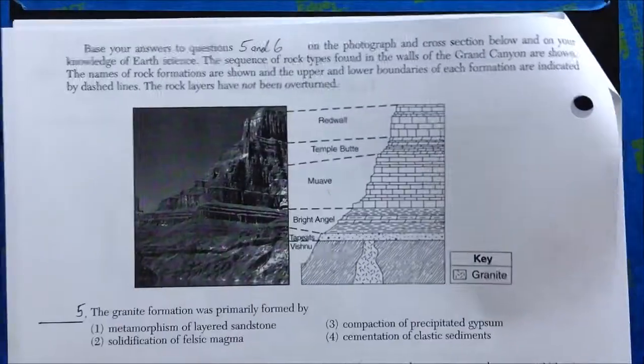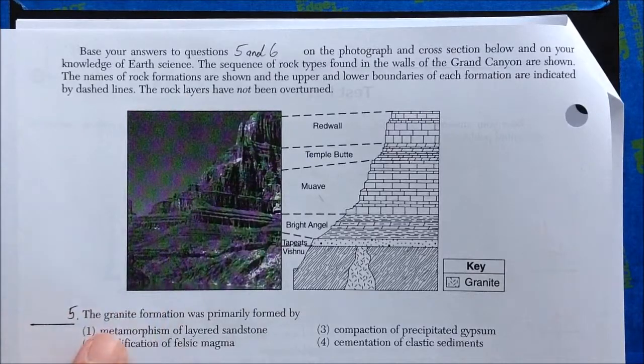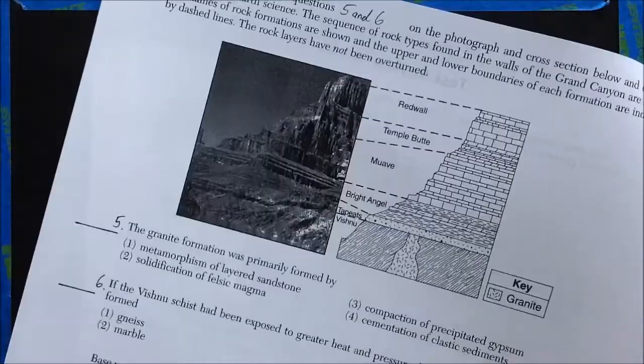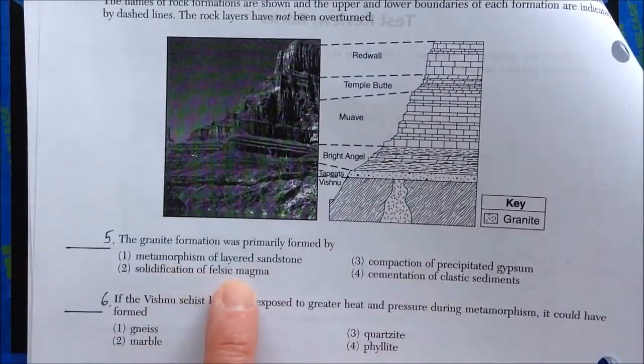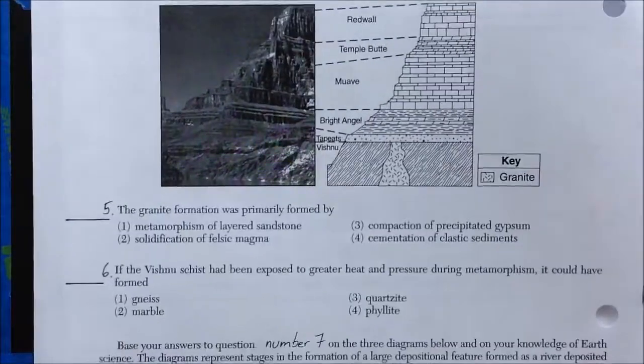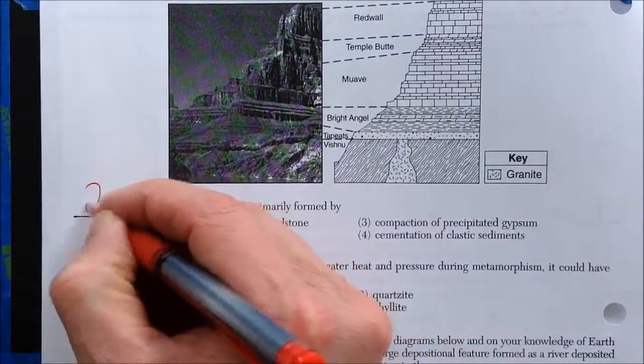Now we're on to 5. So you've got to read all of this here. Dashed lines not overturned. The granite formation was primarily formed by. If you don't recognize granite, look around for it on the rock charts. You would find it right here. It's an igneous rock. Now once you know that, you should be able to put together how igneous rocks formed. It should be choice 2, solidification of a felsic magma. And felsic magma is on the left side of the chart, high in silicon and aluminum. So that is choice 2.